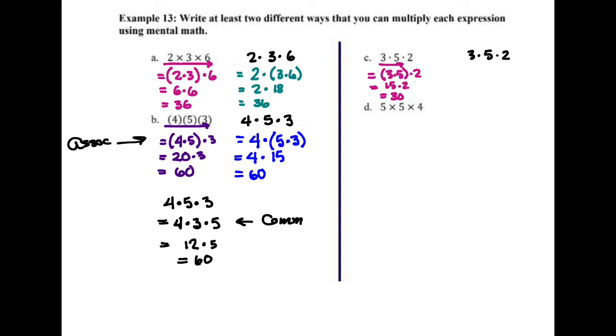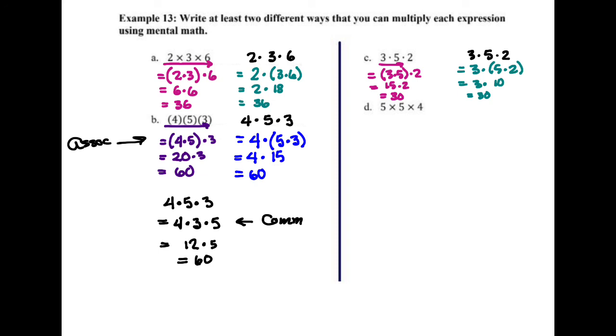Now another way, rewriting it, I'm going to do the second 2 first. So I'm going to leave the 3 alone and then group the 5 and the 2. So 3 times 10 is 30. I like that way better because it's easier to times by 10s than by 15s. And if you notice that, that's great. Do it first.